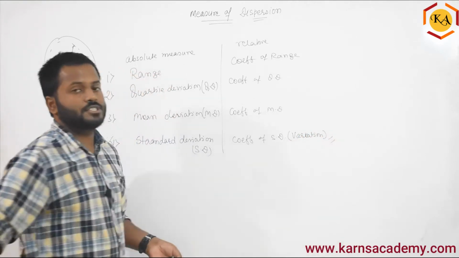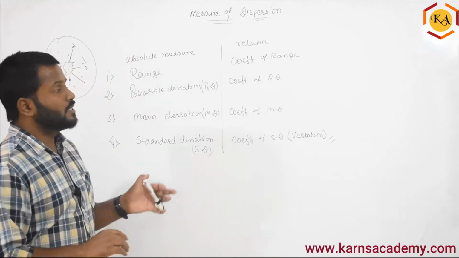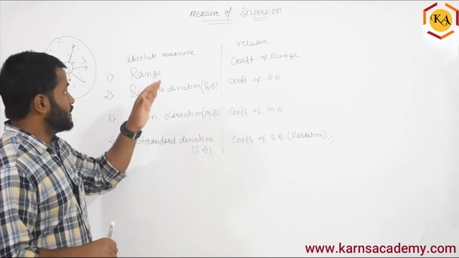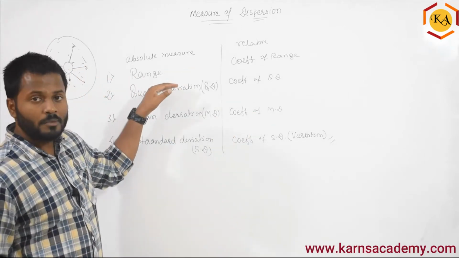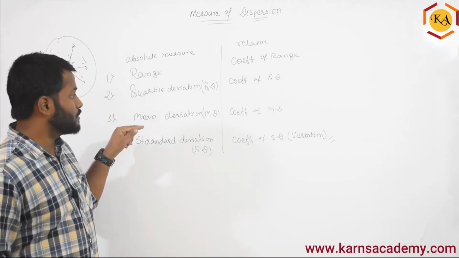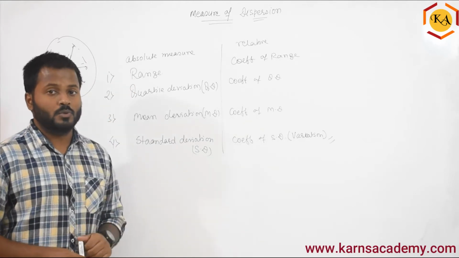Okay, coefficient of variation. So these are the few methods that we are going to study under measure of dispersion, that is absolute measure as well as the relative measure. So we'll talk one by one about range, quartile deviation, mean deviation and standard deviation, each one of it. Right? So pause the video, make a note of it.